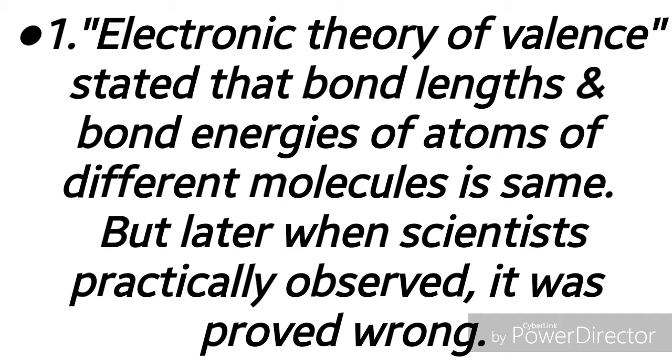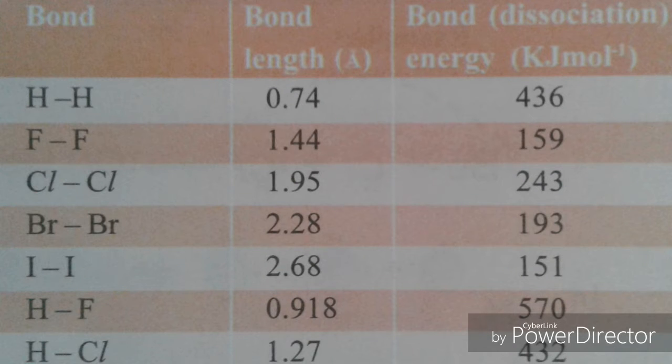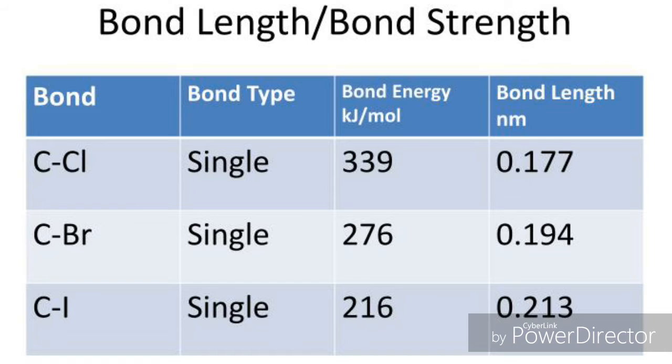Students, now let us see bond length and bond energy of some molecules. Hydrogen molecule, bond length is 0.74 angstroms. Bond energy is 436 kilojoules per mole. Fluorine molecule, bond length is 1.44 angstroms. Bond energy is 159 kilojoules per mole. Chlorine molecule, bond length is 1.95 angstroms. Bond energy is 243 kilojoules per mole. Bromine molecule, bond length is 2.28 angstroms. Bond energy is 193 kilojoules per mole.